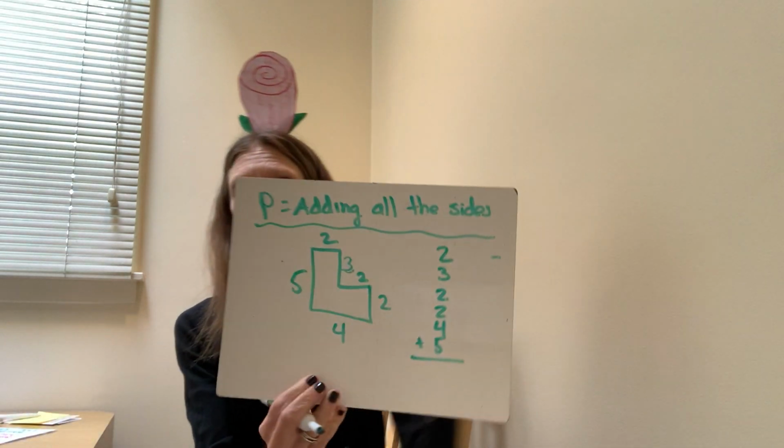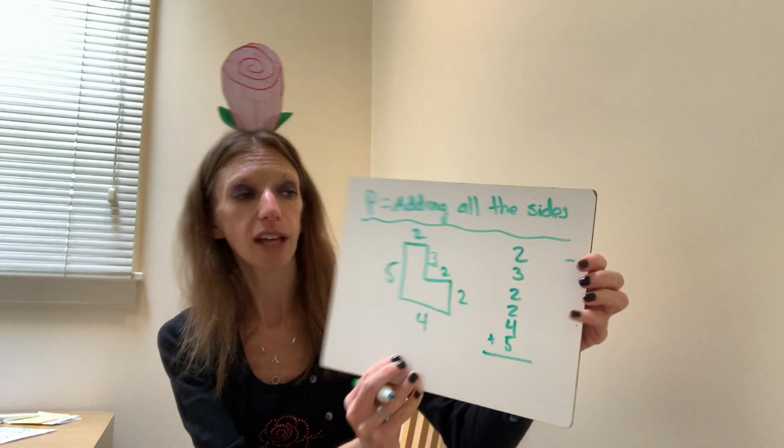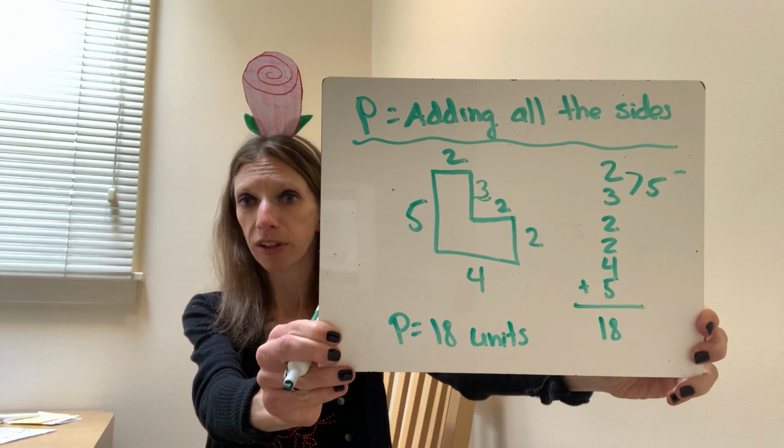So again, you have a lot of numbers to add up. So 2 plus 3 plus 2 plus 2 plus 4 plus 5. Okay? Now again, you could group it differently if you want to add a couple numbers together and then another couple and then add them all together, or your sideways caret. So 2 plus 3 is 5, 5 plus 2 is 7, 7 plus 2 is 9, 9 plus 4 is 13. 13 plus 5 is 18. So perimeter equals 18 units. So you can use any strategy you want to add up all the numbers as long as you add them all up.